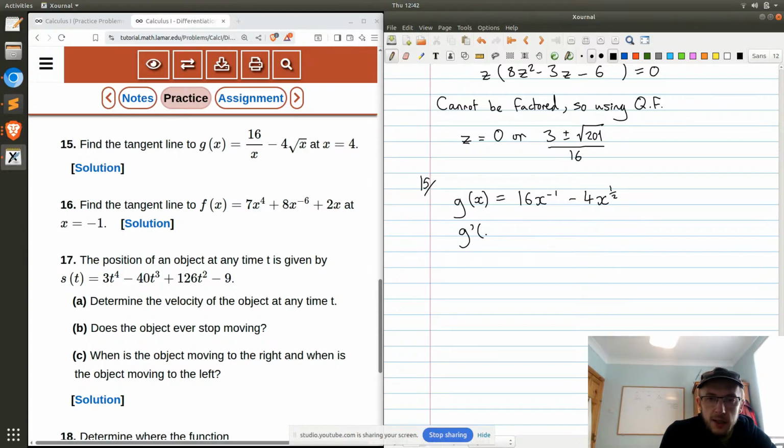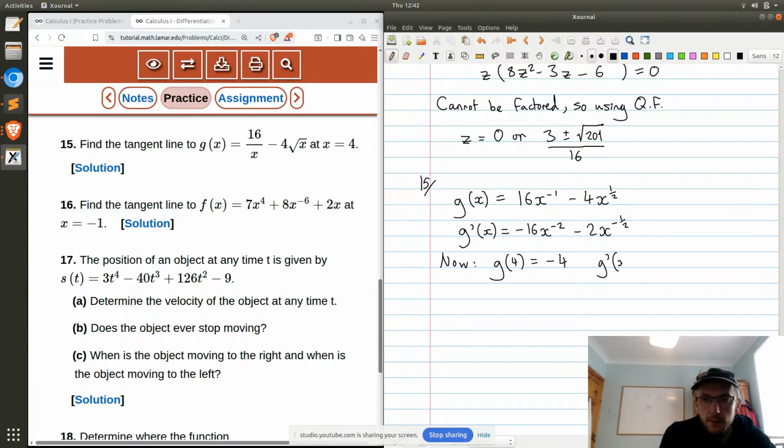Then find g prime of x, like that and that. Then find g of 4 and g prime of 4. So g of 4, that would be, let's see, we've got a 4 there. We have to take away 8. 4 take 8 is minus 4.